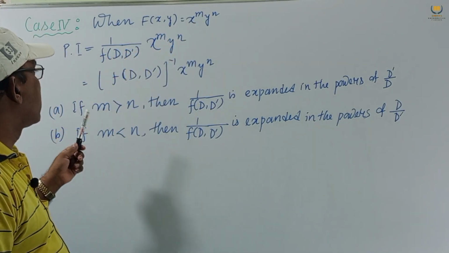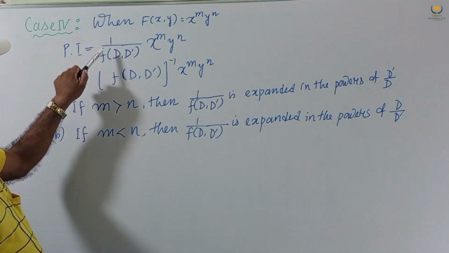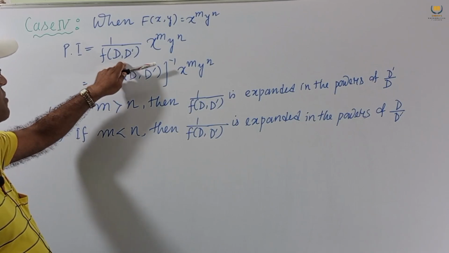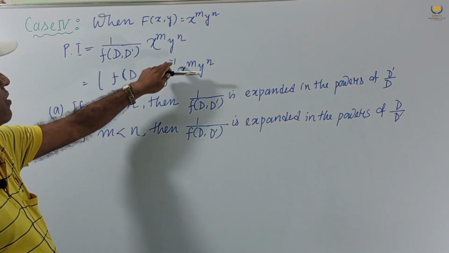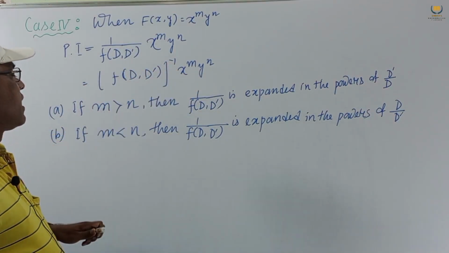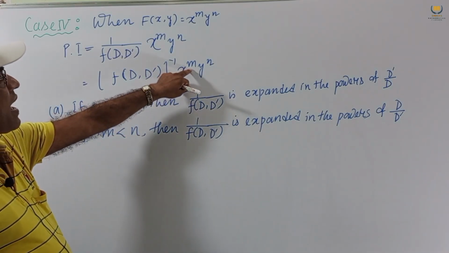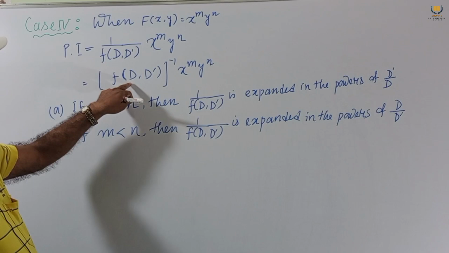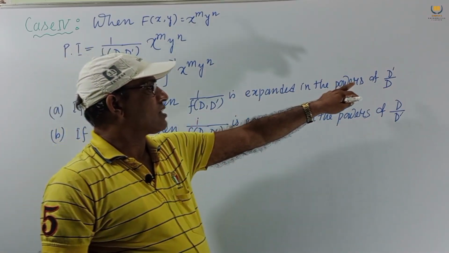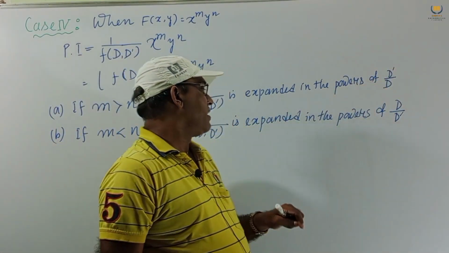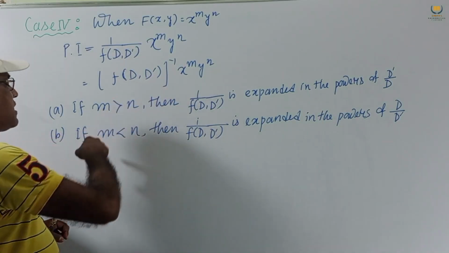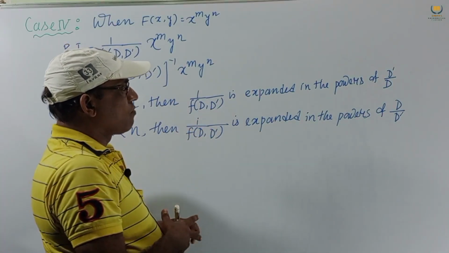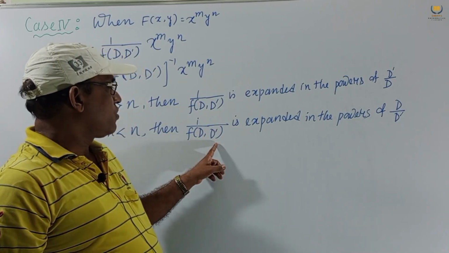The particular integral is 1 by f of D, D dash, times x to the power m y to the power n, and we express this as f of D, D dash to the power minus 1 times x to the power m y to the power n. Here, if m is greater than n, then we take D common, and we express in powers of D dash by D. If m is less than n, then we take D dash common.